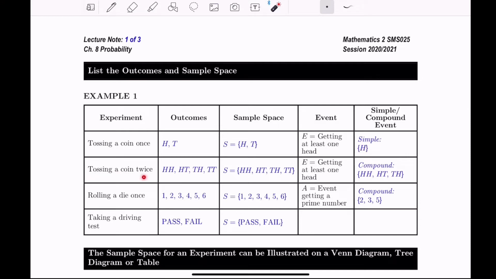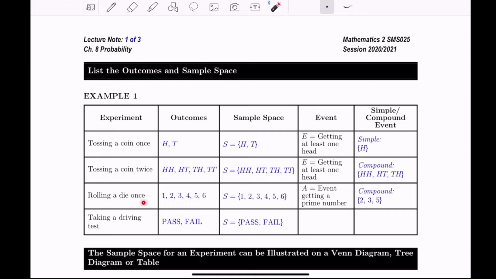So the second experiment, tossing a coin twice. The possible outcomes are head-head, head-tail, tail-head, or tail-tail. So the sample space, as I said just now, is the list of all possible outcomes. So we're going to put it in curly brackets. Let's say the event is getting at least one head. So this is a compound event. The event of getting at least one head has just 3 outcomes. It's either we're going to get both heads, or head-tail, or the first one is tail and only on the second toss we get head.